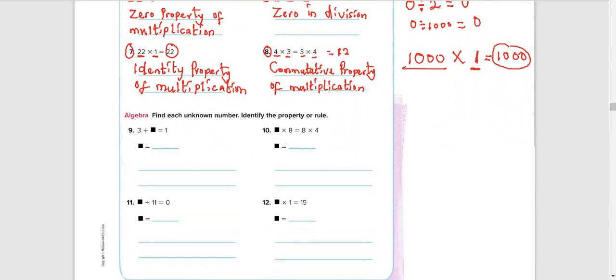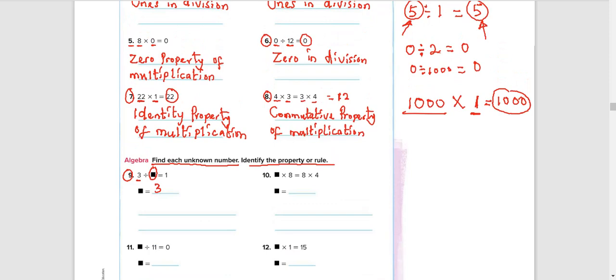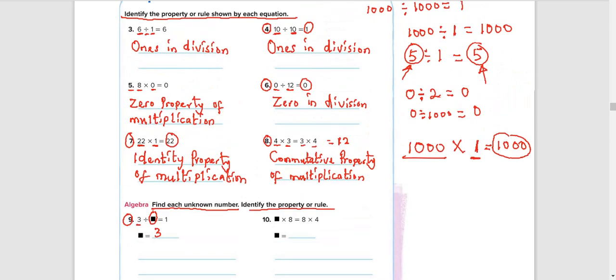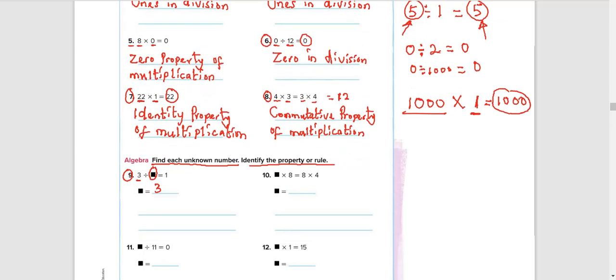So just a quick one. This one we are asked to find each unknown number and identify the property or rule. So look at question 9. You have 3 divided by what such that the answer will be 1. That will be the same number. It has to be 3. So the same number divided by itself, remember, a number divided by itself will give you 1. And what property is that? Ones in division.